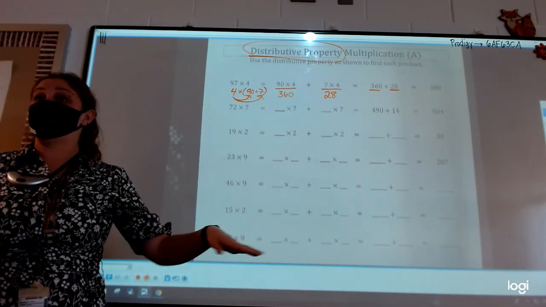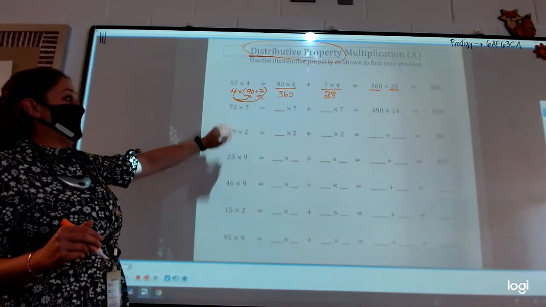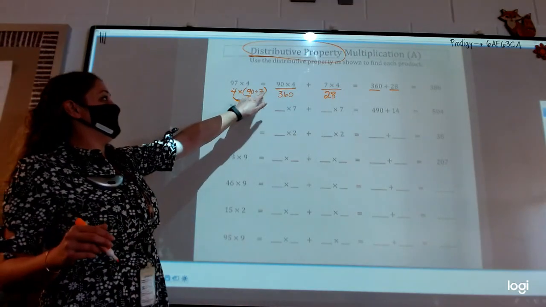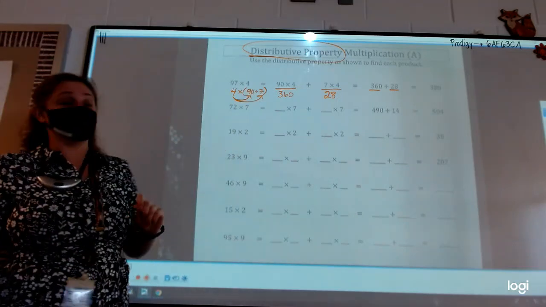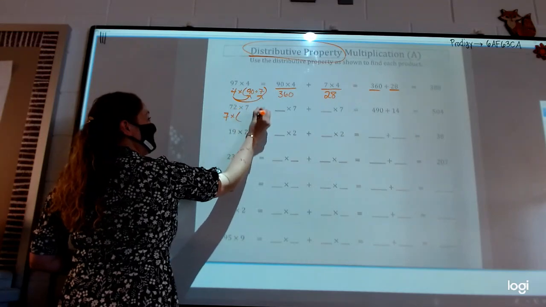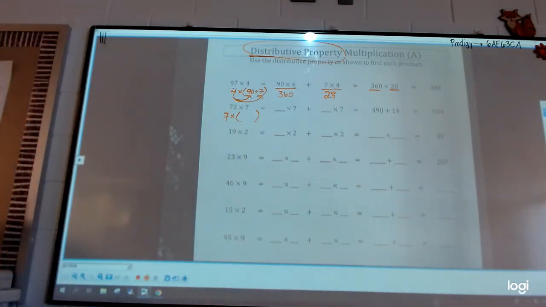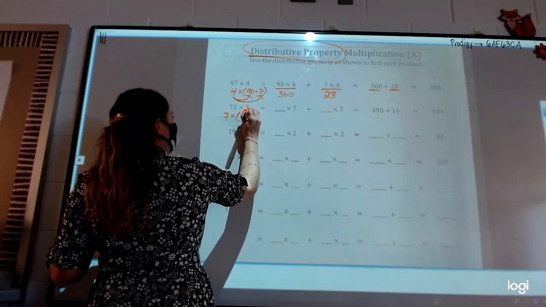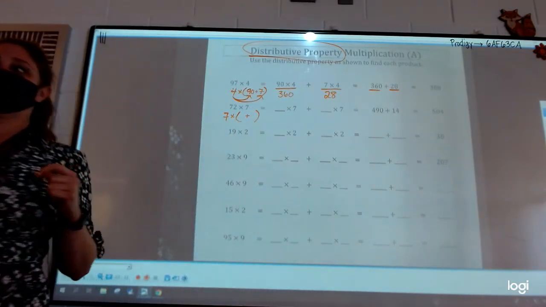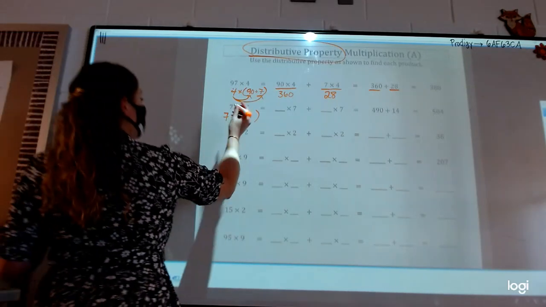All right? So I need everyone to really focus today. We're going to try this first one together. And we will rewrite it like this underneath because I think that helps you guys. Okay? So it'll be 7 times something. Okay, I'll go ahead and write that first. We know we need two numbers we can add together that'll equal 72. Lady Hayden, what are you thinking? 70 plus 2. Good.